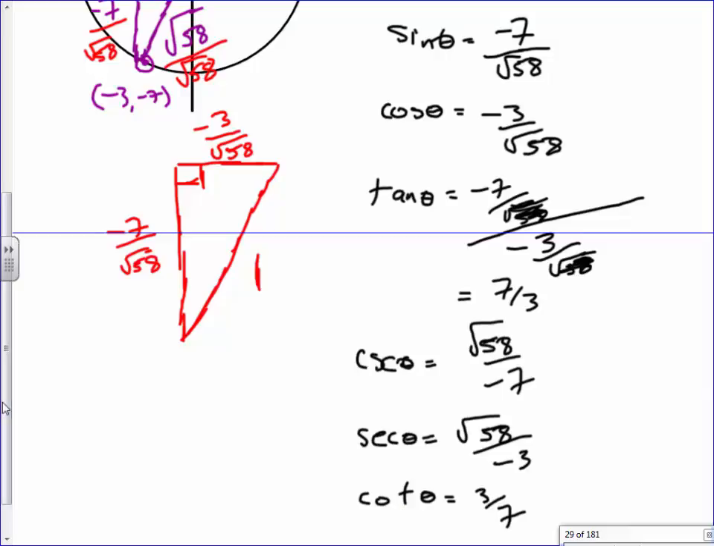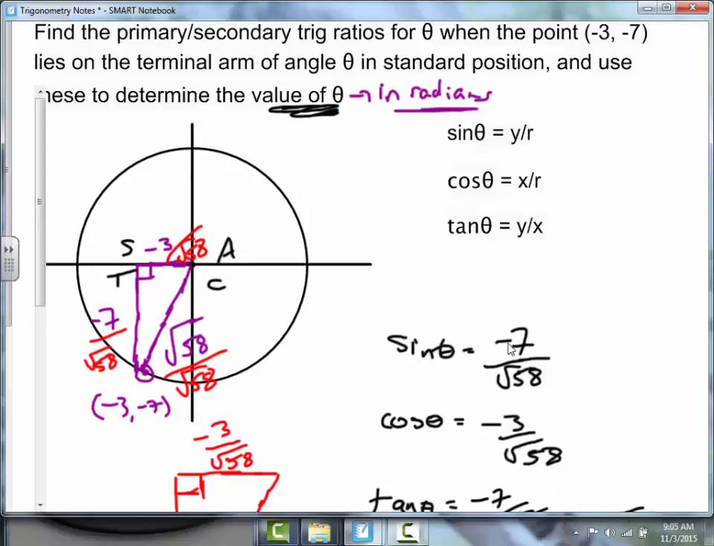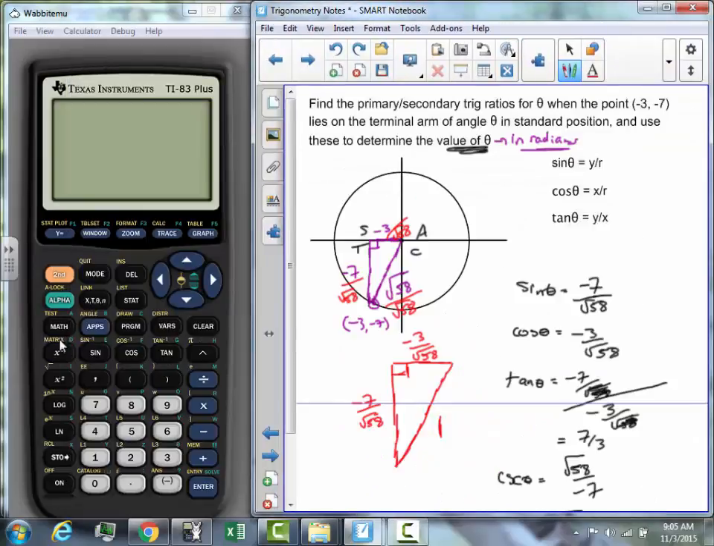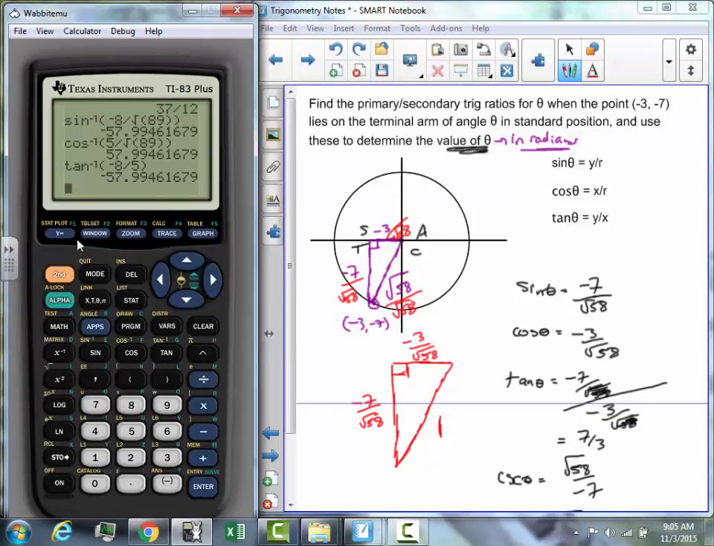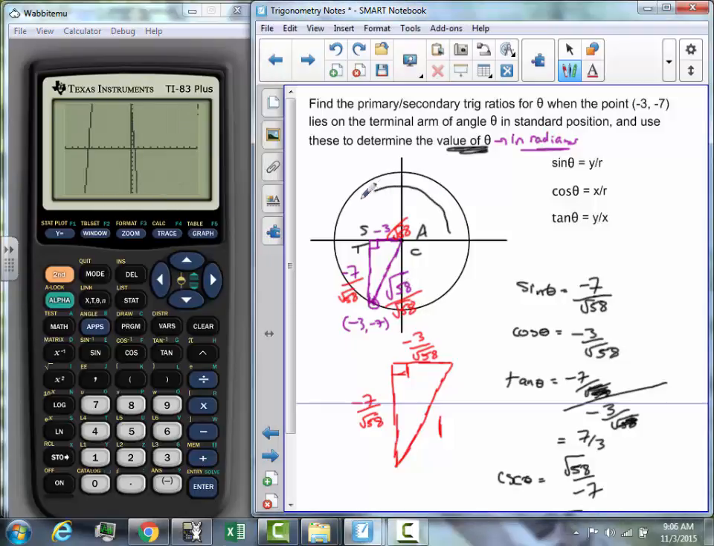Alright, last step. We ultimately want to determine the value of theta. We want to do it in radians. So one thing I need you guys to be fairly comfortable doing is, in your calculator, go to the mode, and let's work with radians instead. And before I do any work, I don't want to hazard a guess as to how many radians it is all the way around to here.